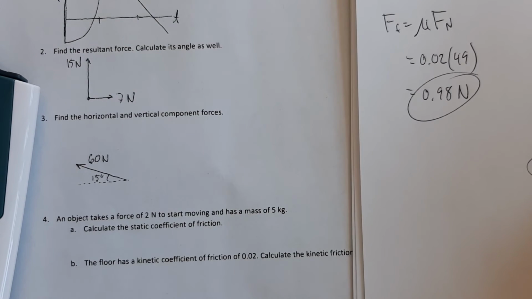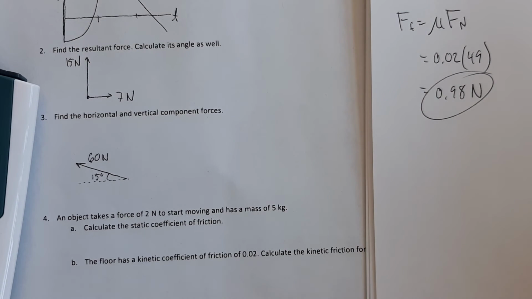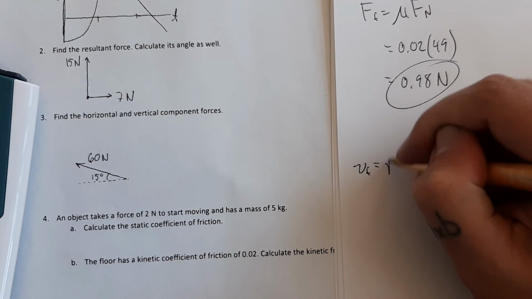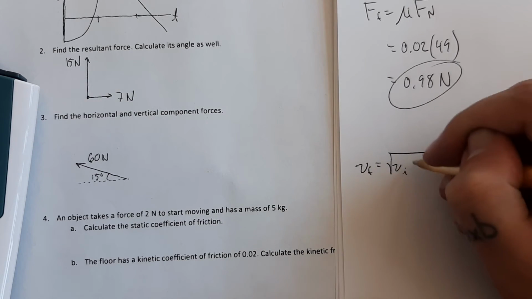Number 5, a ball is thrown downward off a 30-meter high cliff with a vertical velocity of 2 meters per second and a horizontal velocity of 3 meters per second. How long does it take to hit the bottom? Okay, so we've got initial vertical velocity, we've got distance, we've got acceleration equal to 9.8, and we're looking for time. No one wants to do that because it's using formula B. So let's use formula C first to figure out what our final velocity is.